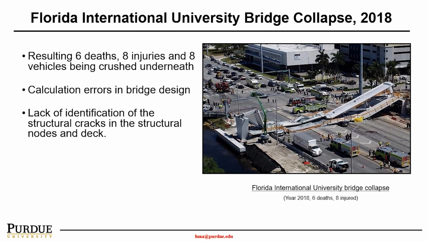A similar story led to another very big incident in 2018 at Florida International University. They were building a pedestrian bridge and it also collapsed, resulting in 6 deaths, 8 injuries, and 8 vehicles being crushed underneath. Again, there was some calculation error in the bridge design. However, part of the reason was also the lack of identification of the structure cracks in part of the structure nodes, particularly on the north end of this bridge deck.